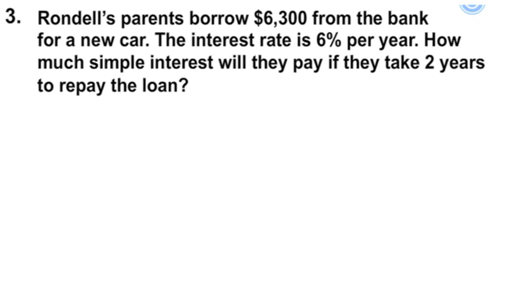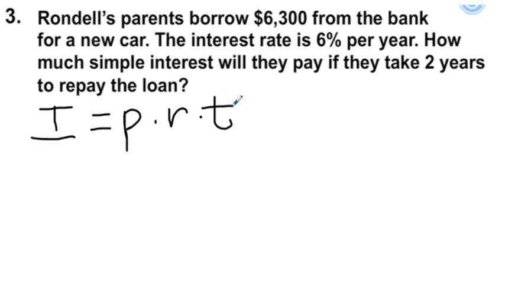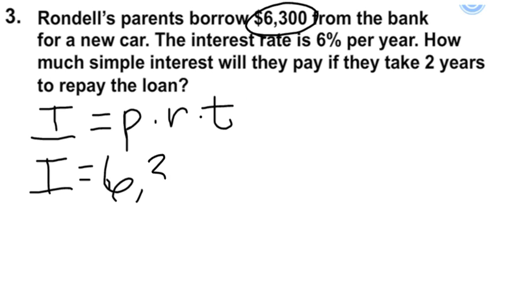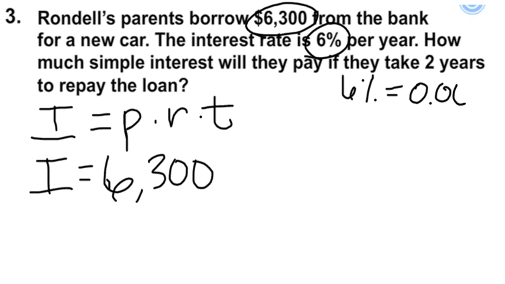Okay, so again, we're going to start off with our simple interest formula. I equals P times R times T. Your principal amount, how much did they borrow? They borrowed $6,300. Okay, what is their rate? 6%. So on the side here, 6% means 6 out of 100 or 6 divided by 100. So that's 0.06.